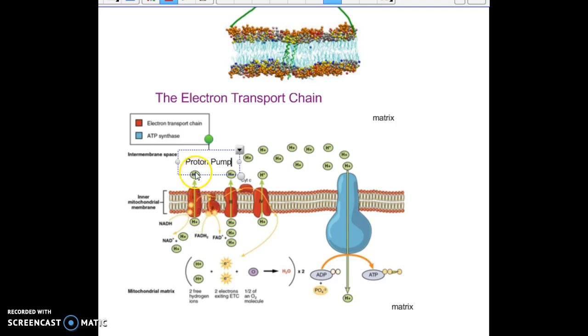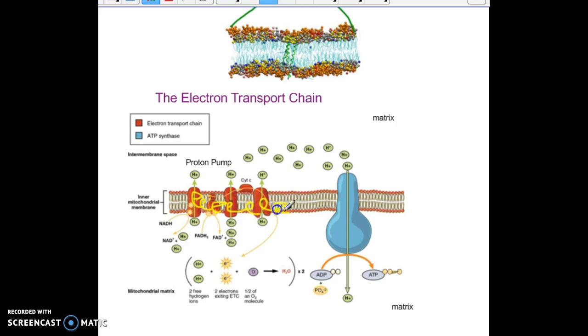So as we're moving through here, this becomes an ion. And the only way to become an ion is either to gain or lose an electron, and in this case, it's going to lose an electron. It's going to donate that electron. And guess what the electron does? The electron goes down the electron transport chain.